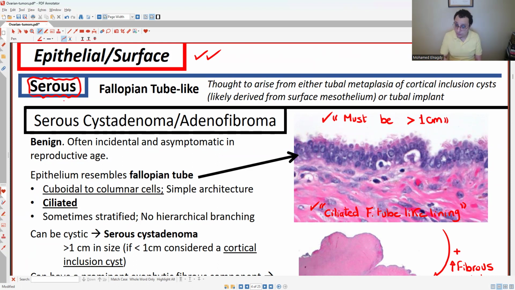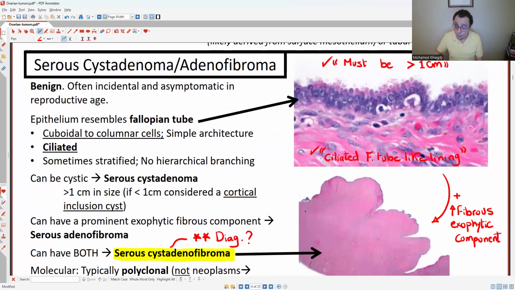So what's the meaning of serous cells? Serous cells means ciliated fallopian tube-like cells. Well, do you see any features of malignancy here? Any mitosis? Any ugly-looking cells? The answer is no. So we have benign-looking, ciliated fallopian tube-like lining in a cyst which is more than 1 centimeter in size.